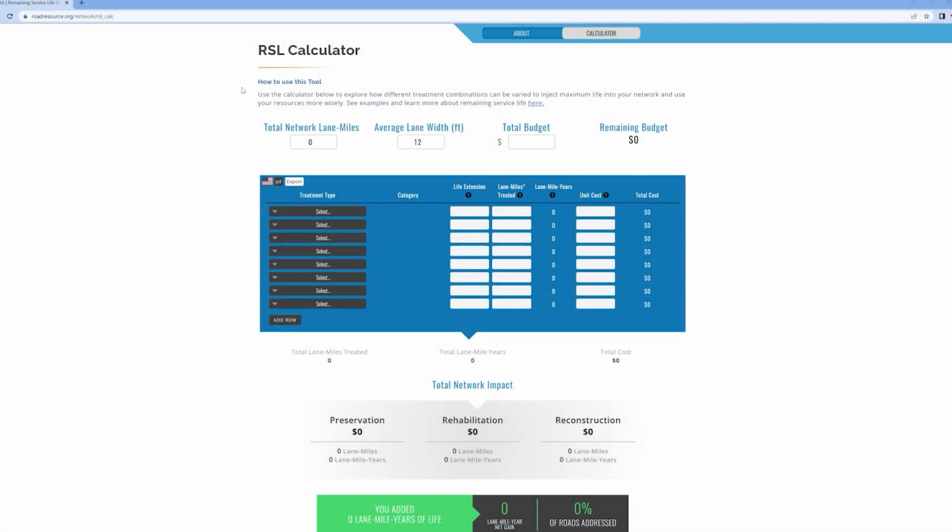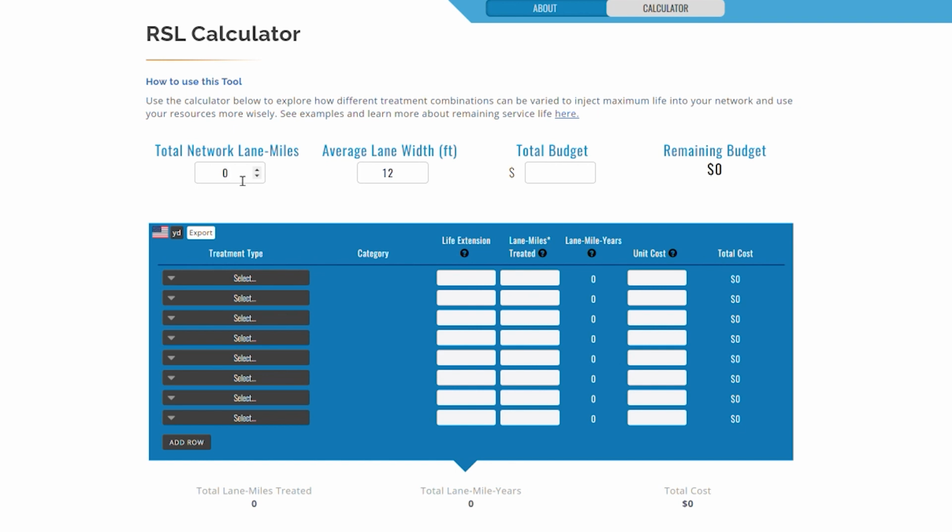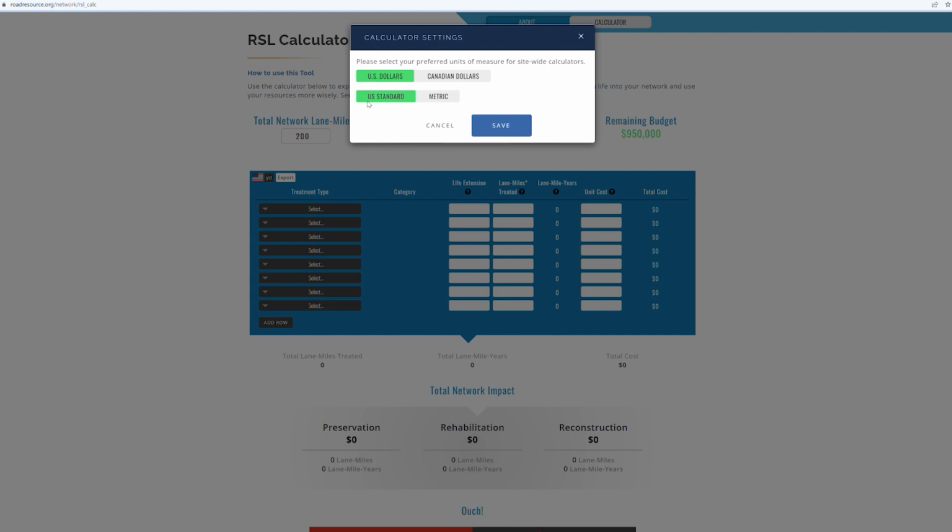Let's put this to the test using the calculator on roadresource.org. I'm going to evaluate this year's proposed annual plan and then attempt to improve it where possible. Try this same approach for your annual planning. Start by entering the size of your network. Mine is 200 lane miles. Enter the average width of lanes in your network. Next, your total budget for this year. Make sure you're working with the correct units for your location.